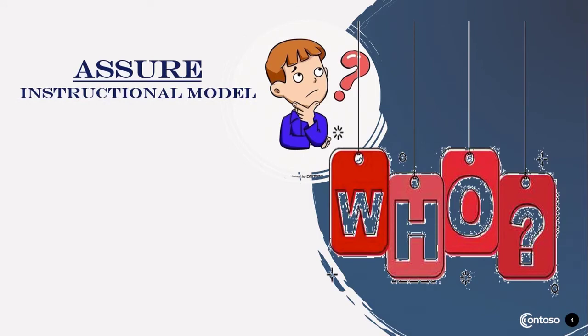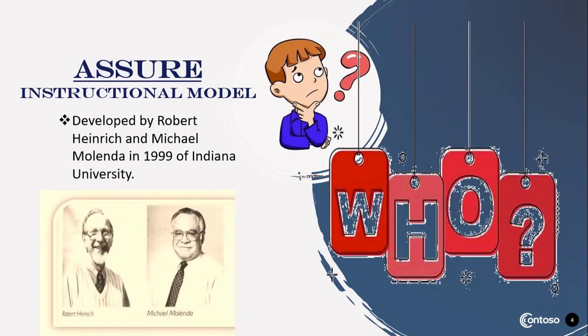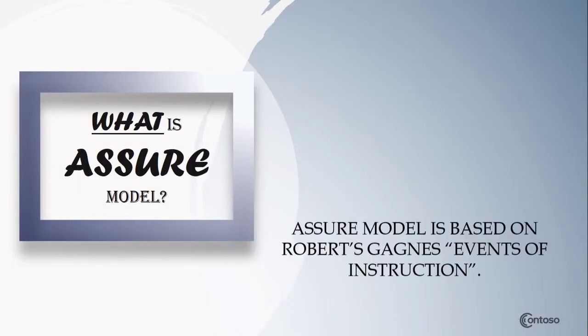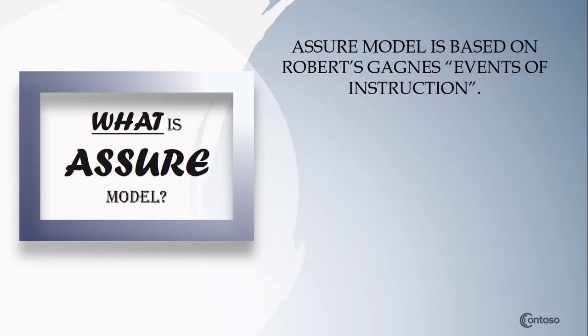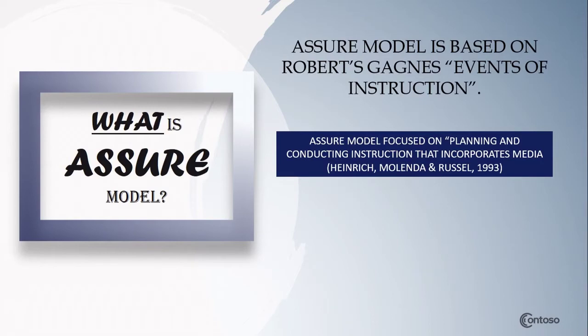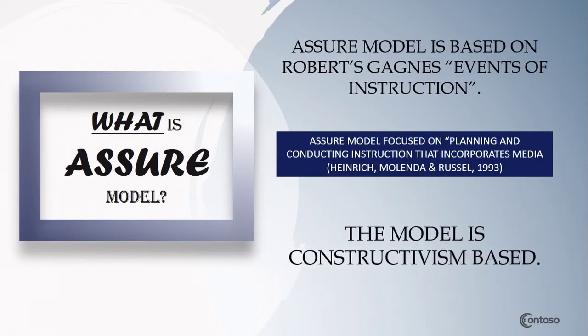The ASSURE instructional model was developed by Robert Heinich and Michael Molenda in 1999 of Indiana University. But what is really an ASSURE model? The ASSURE model is based on Robert Gagne's events of instruction. According to Heinich, Molenda, and Russell, 1993, the ASSURE model focuses on planning and conducting instruction that incorporates media and, of course, is capable of producing the desired outcome. And the model is constructivism-based.